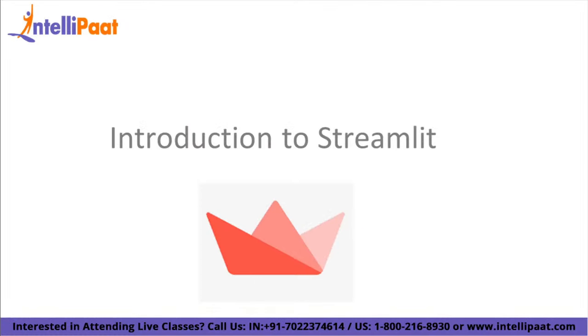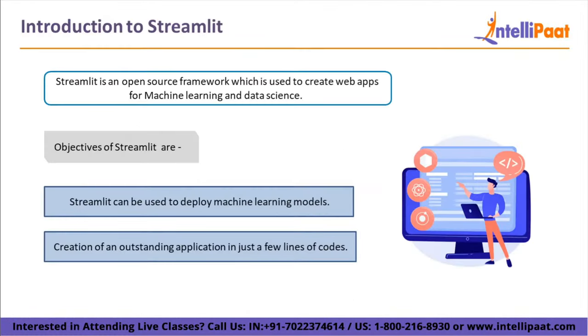Alright guys, so now let's see what is Streamlit. Talking about Streamlit, it is an open source framework which is used to create web apps for machine learning and data science with ease, right? So now let's see the objectives of Streamlit. Streamlit can be used to deploy machine learning models.